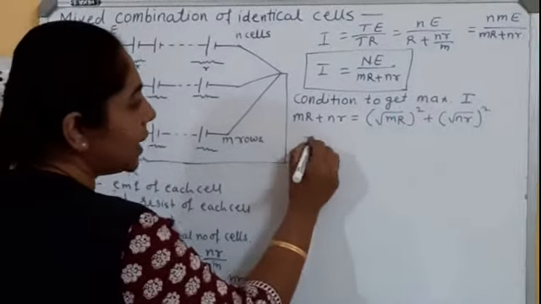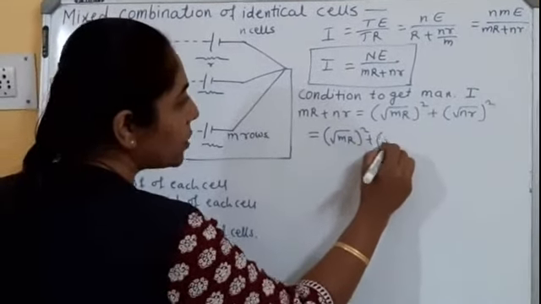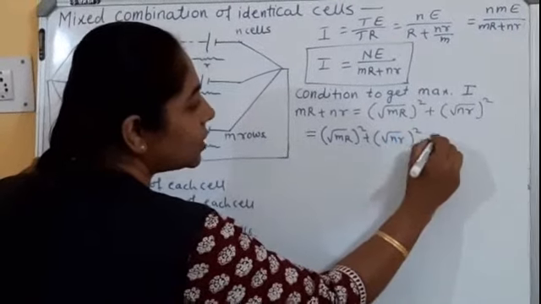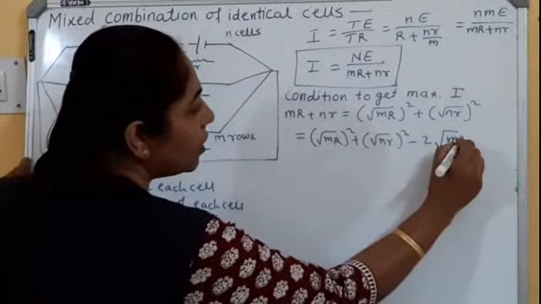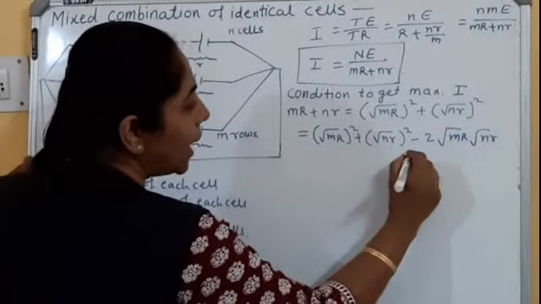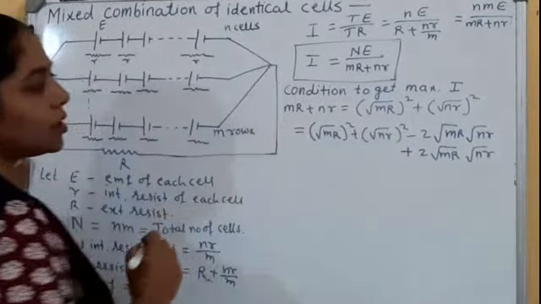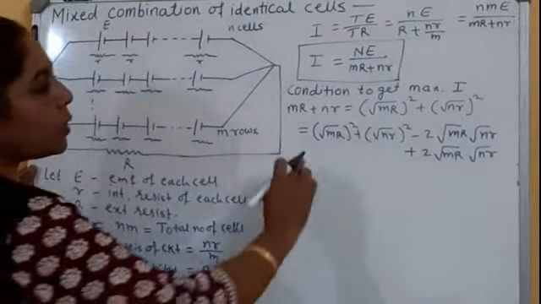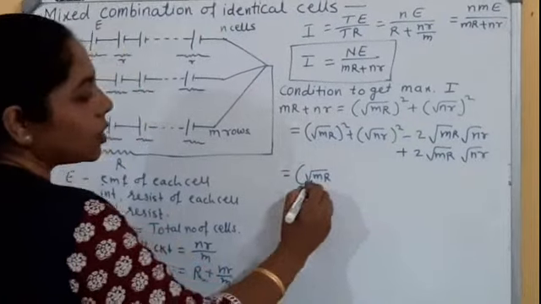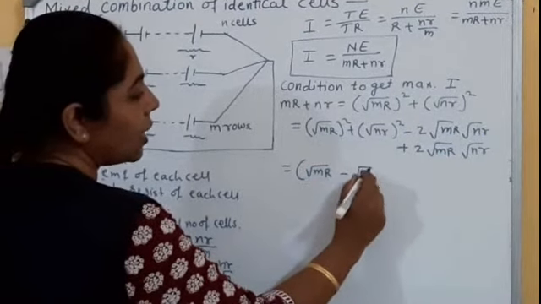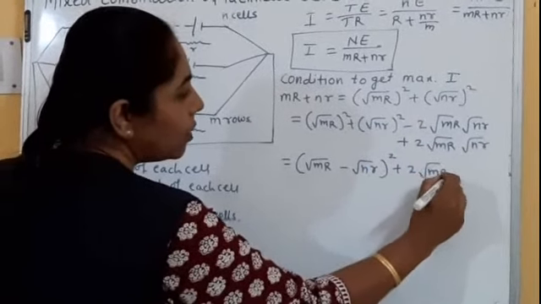Now I am going to add and subtract one term. So again I am writing the first two terms same. Minus, I am subtracting from this, minus under root of mR root nr and adding the same term so that the equation will not change. The value of equation will remain same. Now the first three terms represent the square of root mR minus root nr, bracket square, plus 2 root mR root nr.